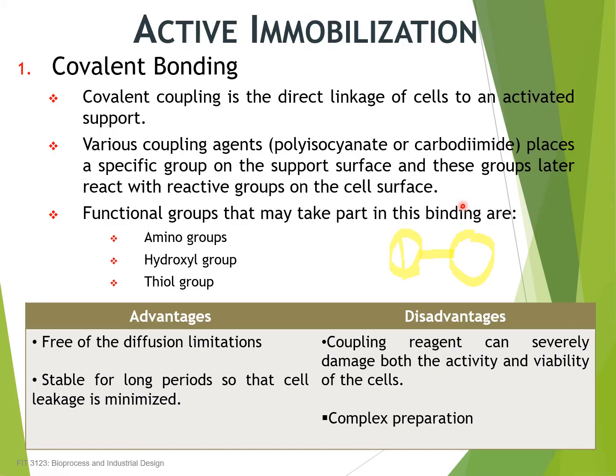So the advantages of this bonding, or this type of immobilization, are that it is free of diffusion limitation and it is stable for a long period. Why is it stable? Because the bonding here is stable. But the disadvantages, it might cause severe damage to the enzyme activity, because this is a cell, usually an enzyme or biocatalyst. So if you put something here, it might damage or reduce the activity, and sometimes it is also complex to prepare.